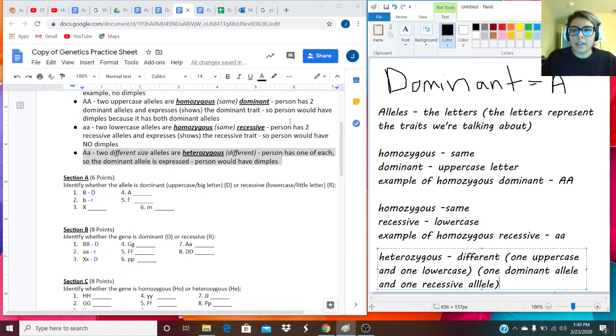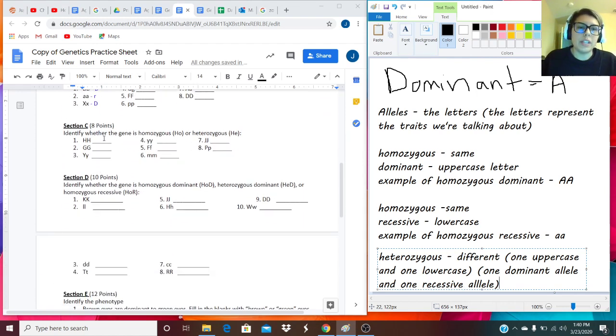All right. Now that we have that information, we can move on to sections C and D. Identify whether the gene is homozygous or heterozygous. We don't need to talk about homozygous dominant or homozygous recessive. We're just asking, is it homozygous or is it heterozygous? So for number 1, I see that they are both the same type of H. We have a capital H and a capital H. So I know for sure that my answer is going to be homozygous. You don't have to spell out the whole word. You could just put HO for homozygous.